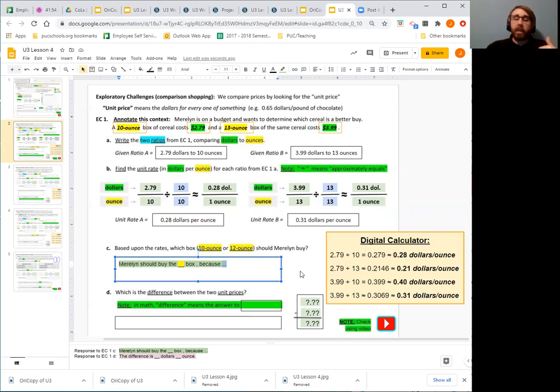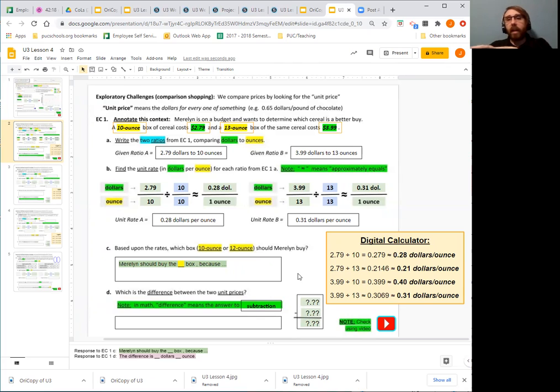The second part of this is we need to figure out how much different they are from each other. And so when we're talking about the difference between the unit prices, we're looking at the 0.28 and the 0.31. And the word difference in math means the answer to subtraction. When I say difference in math, I don't mean, oh, this one has reddish hair and this person has blonde hair and this person has darker hair. That's not what difference means in math. Difference in math means how far off are they from each other. So how far off two things are from each other is what you would get when you subtract them.